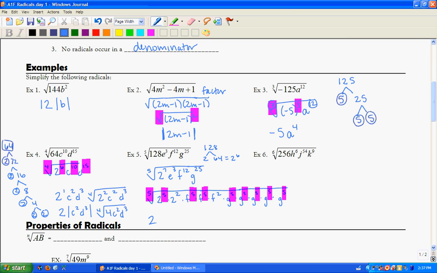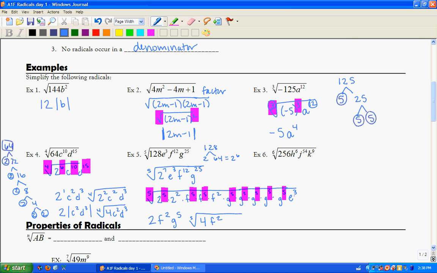So 1, 2 gets to come out. There's 2 F's that get to come out, and 5 G's that get to come out. And the rest are stuck underneath there. The 2 squared, which is 4, and the F squared. So if that helps you, go with it. If not, then you can go back and use one of the other methods.